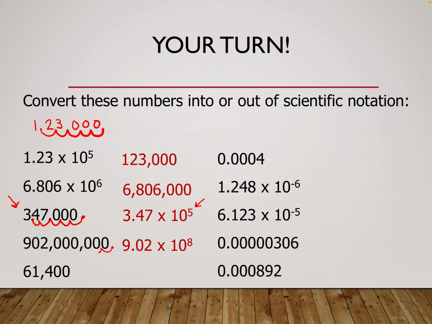Same thing with this one. You're going to take this, and you're going to 1, 2, 3, 4, 5, 6, 7, 8. And again, those ending zeros got dropped because they are not significant. Same thing with this last one.